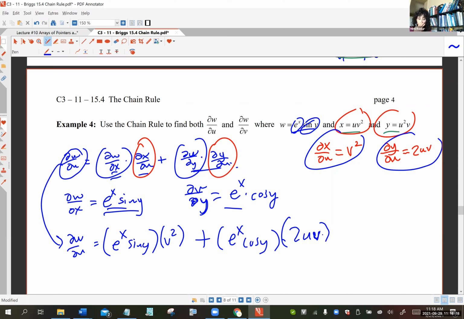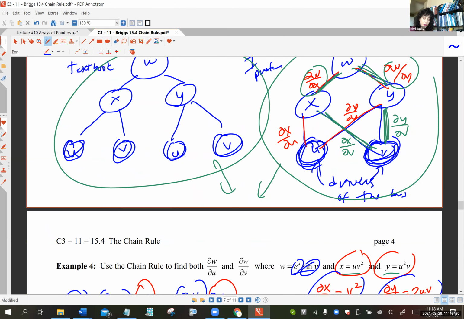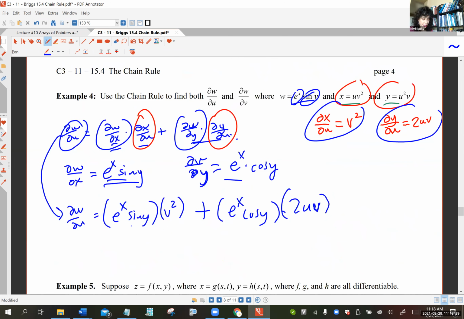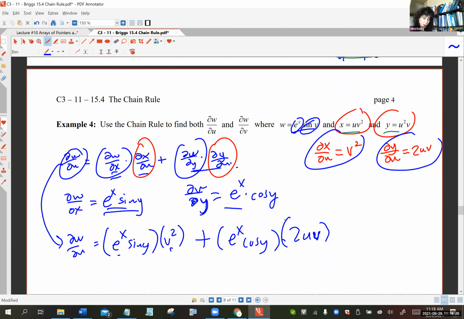So I hope you can appreciate that MyMathLab will not accept this as a final answer for your dw du. Why not? Because u and v are the drivers of the bus. Those are the only 2 variables you're allowed to see in your final answers. But I'm looking here at this answer. I got x's, y's, u's, and v's. It's a hot mess. So you need to do some replacements. Everywhere you see the x, and I see x happening in the e to the x, you need to substitute uv squared. And everywhere you see a y, substitute u squared v.